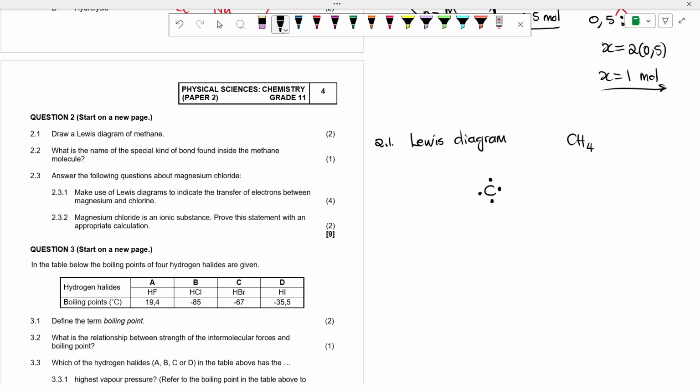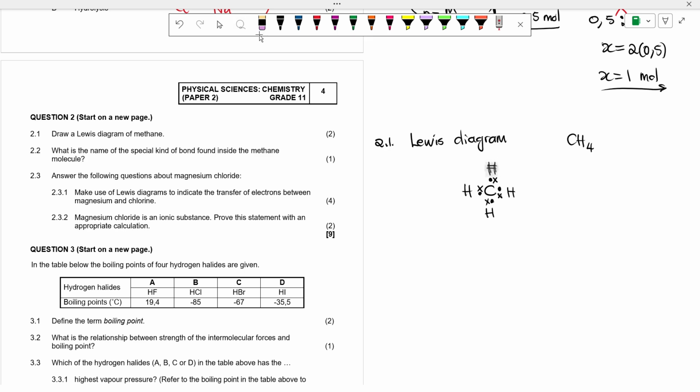1, because hydrogen only has 1 electron anyway, so that's the valence. It's 1 for that, 1 for that, 1 for here, 1 for here, because we have 4 hydrogens. So I just need to draw my hydrogens in now. And there we go. That's the Lewis diagram of methane.